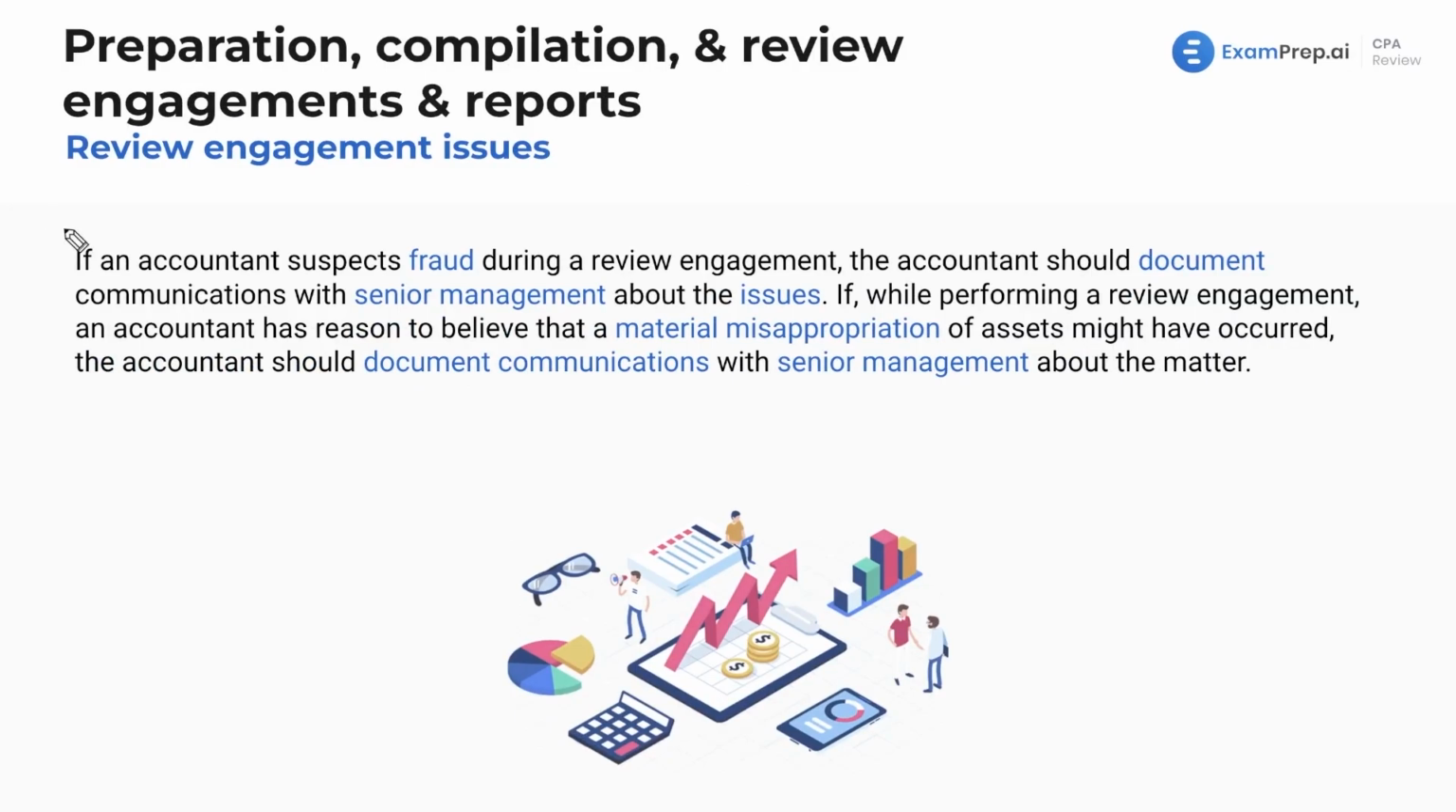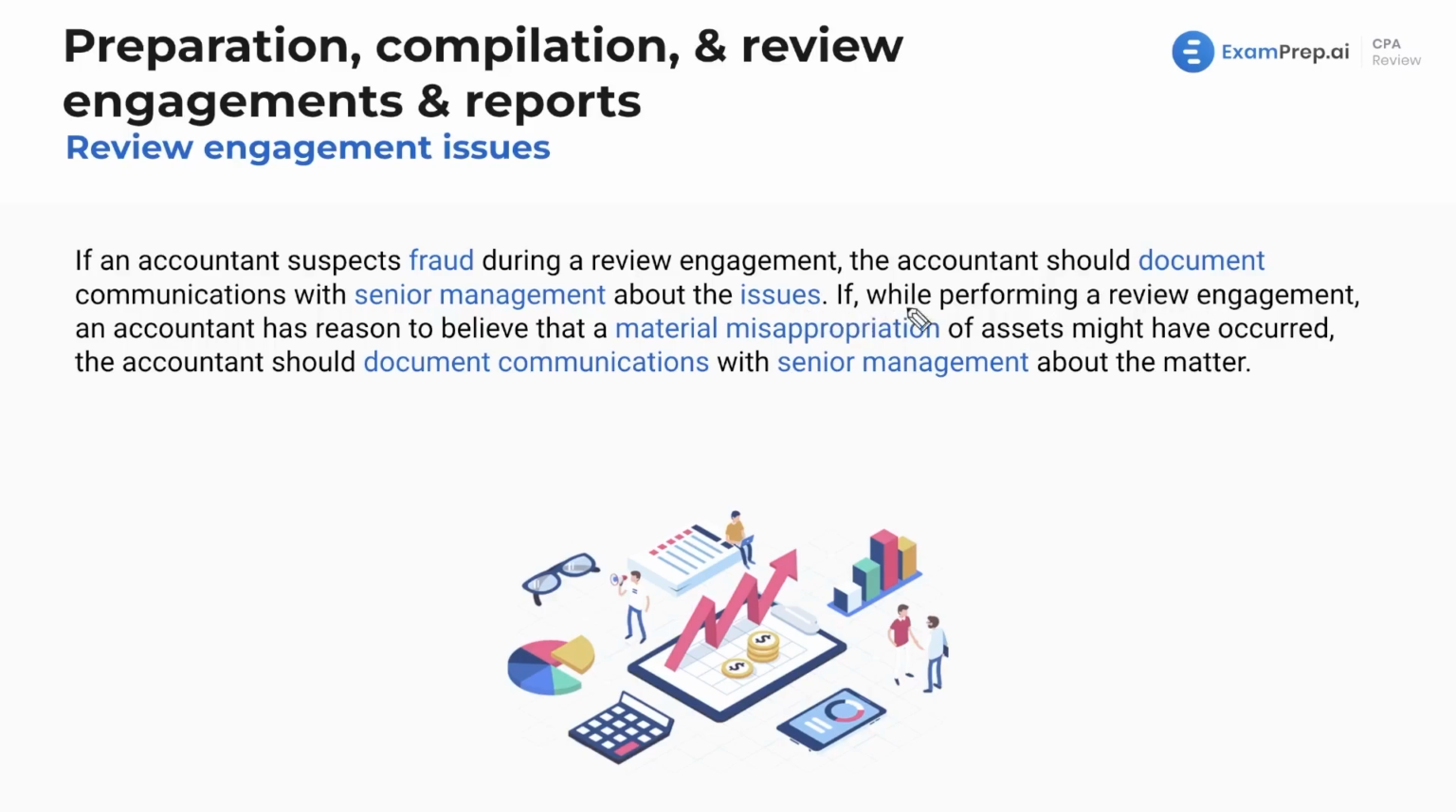What do we do if we have some issues in our review engagement? Well, if an accountant suspects fraud during a review engagement, the accountant should document communications with senior management about the issues. As a general theme we'll see throughout our lessons, if you find fraud within one level of the company, you go to the level above them. So if you find fraud within management, you go to those charged with governance. If you find fraud with a cashier, you go to their manager, et cetera, et cetera.